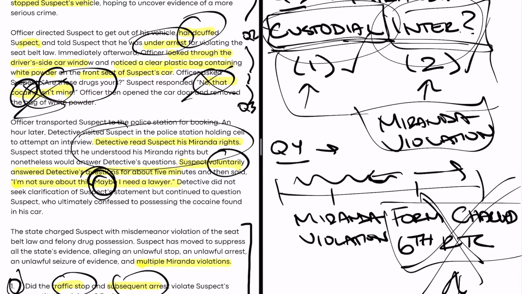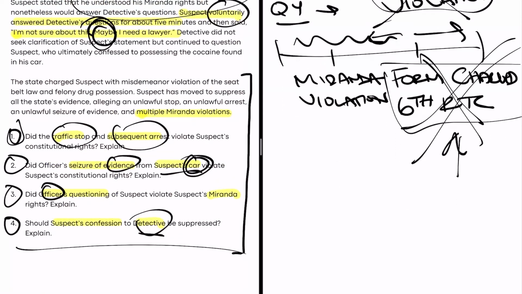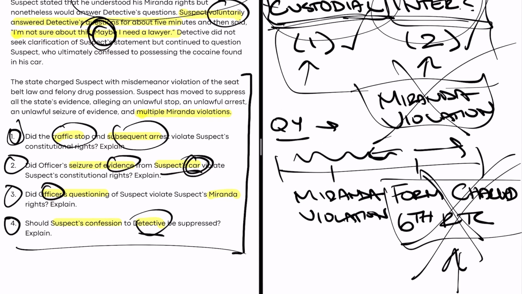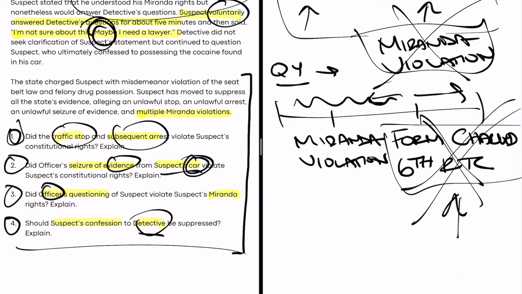Now, it's very notable that the fruit of the poisonous tree doctrine does not apply to Miranda violations. So there could be some sort of sub-issue here about whether this confession to the detective is tainted by the earlier Miranda violation, but the answer to that question is also going to be no, because the fruit of the poisonous tree doctrine does not apply to Miranda violations.